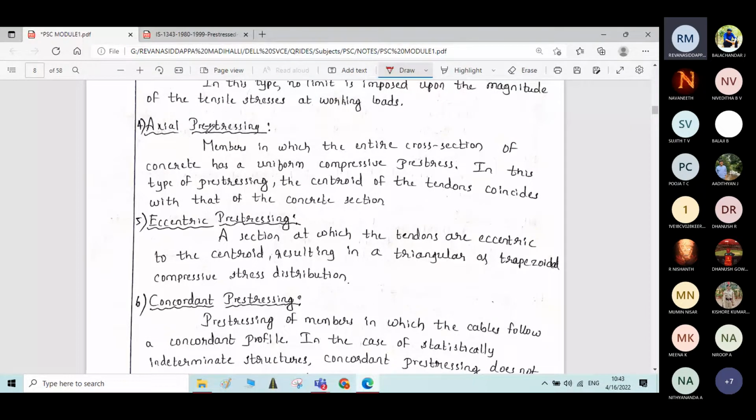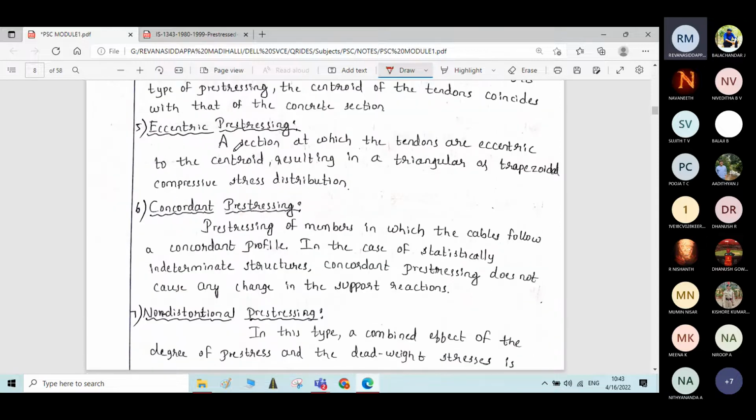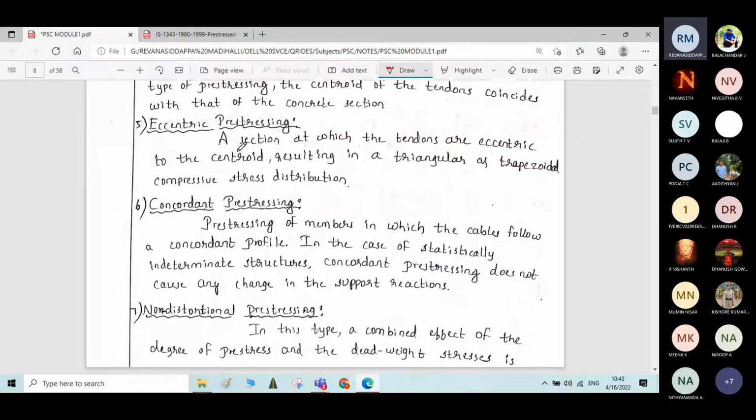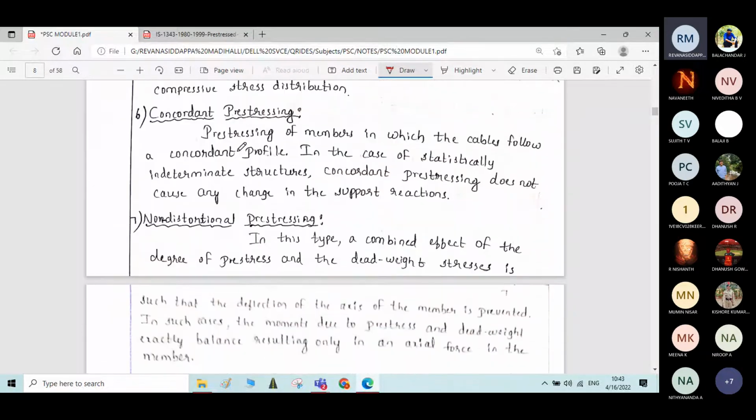I hope you are all understanding. Axial prestressing means the prestressing force is applied through the centroid of the member with zero eccentricity. If the prestressing force is applied at an eccentricity e from the neutral axis, then it is called eccentric prestressing. Then coming to the next type of prestressing, concordant prestressing.